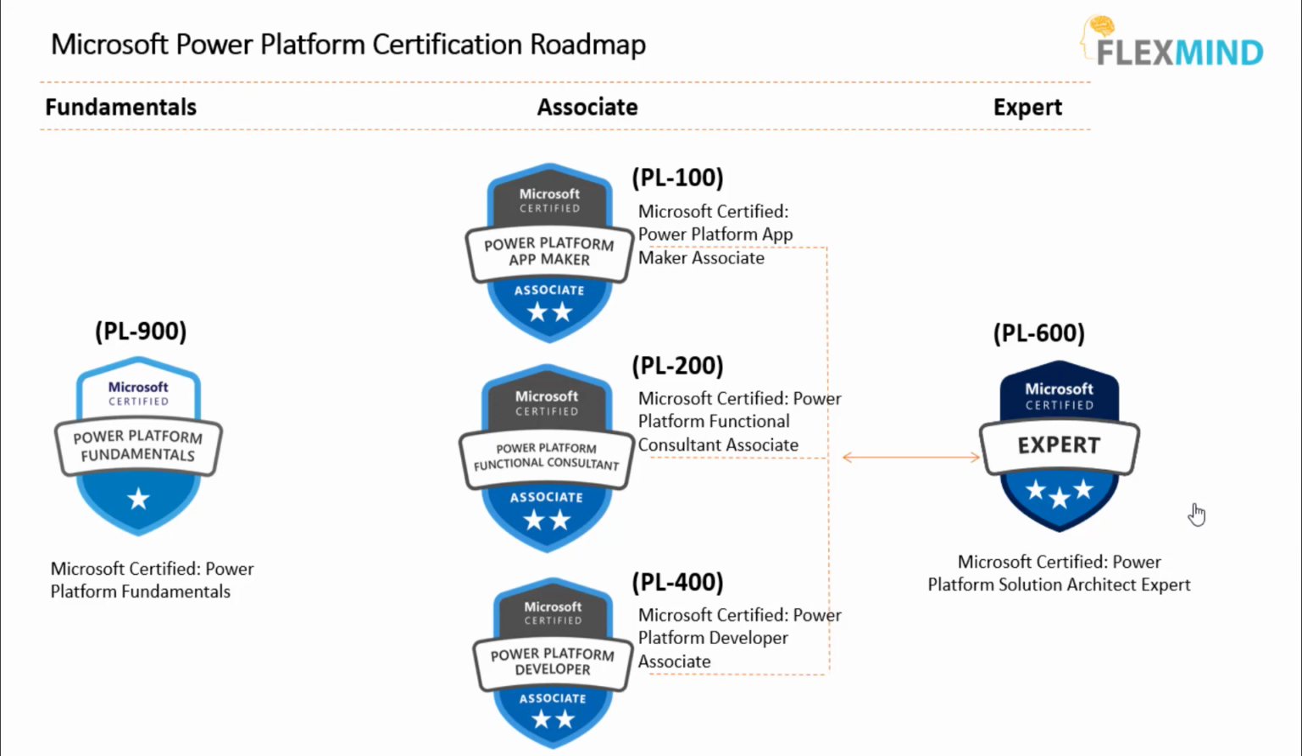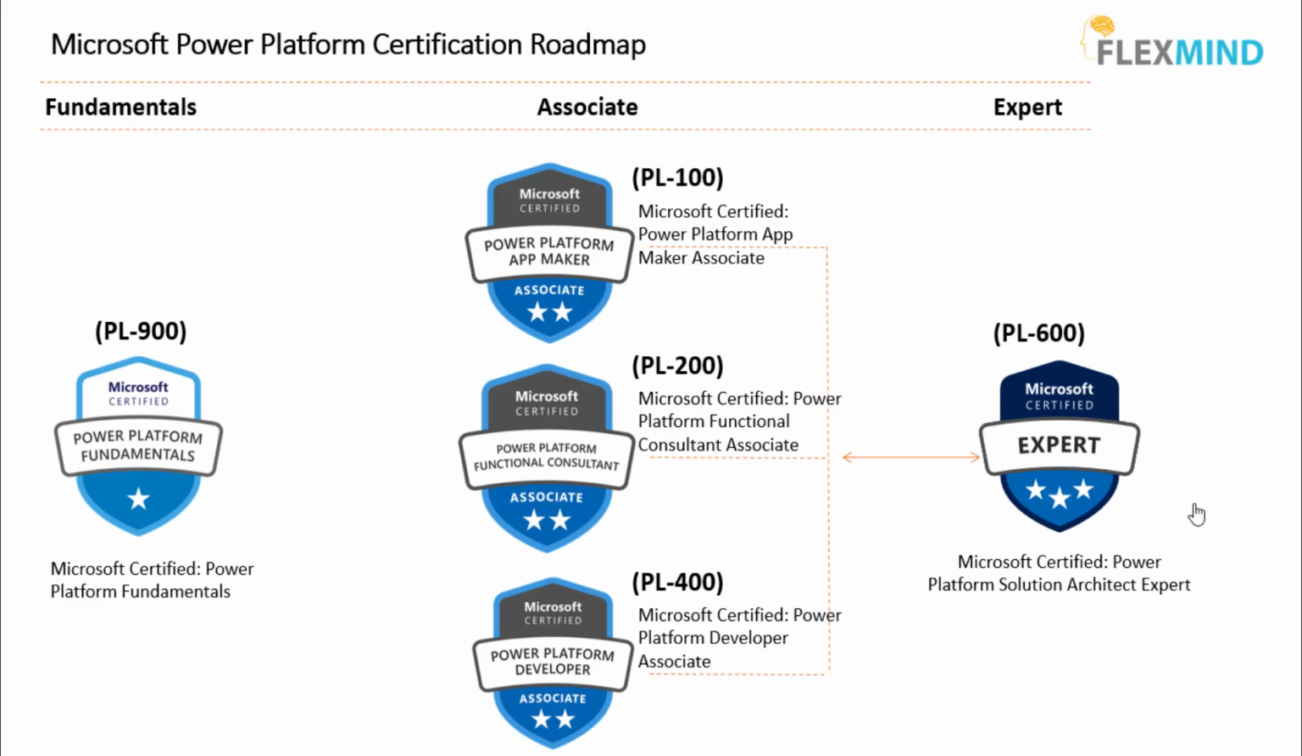The next level is Microsoft Certified Associate certifications. Within Associate, you have 3 different certifications. Each one of these is separate altogether. So based on your technical background, you can target PL 100. If you clear PL 100, then you become Microsoft Certified Power Platform App Maker Associate. If you pass PL 200, you become Power Platform Functional Consultant Associate, and then you have PL 400, which eventually makes you a Power Platform Developer Associate.